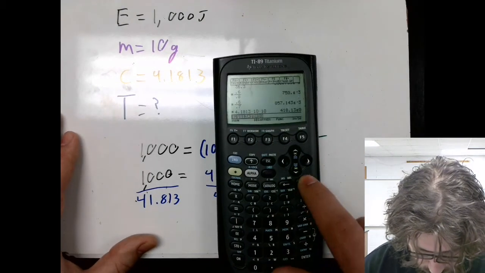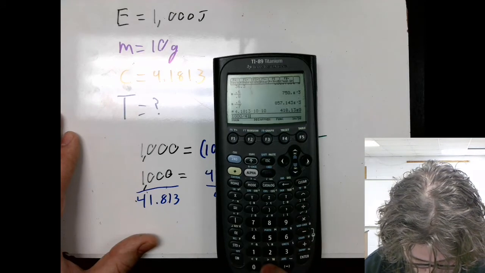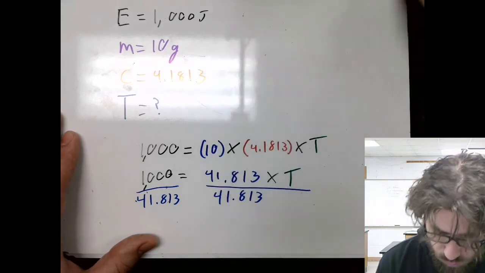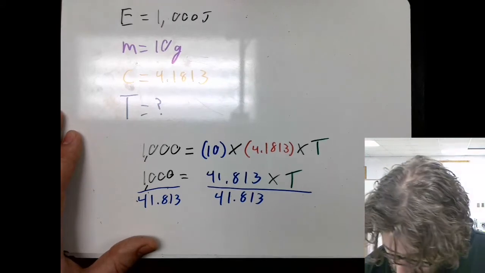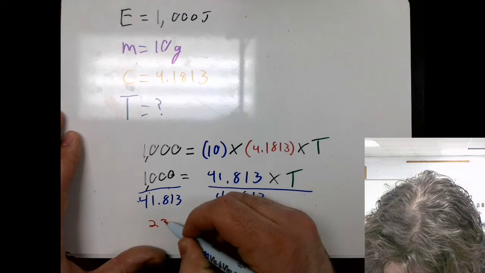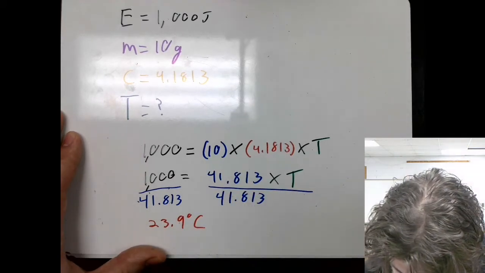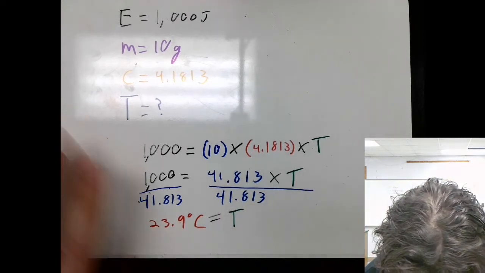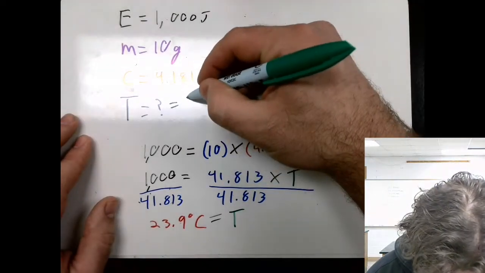So I'll put it in my calculator here. 1,000 divided by 41.813. That'll give me 23.9. We're going to round to the tenths, so 1 decimal place. For all of these, round to 1 decimal place. So I'm going to get a value of 23.9. That's going to be degrees Celsius, equals temperature. So I was looking for temperature, and I found that it should be 23.9.